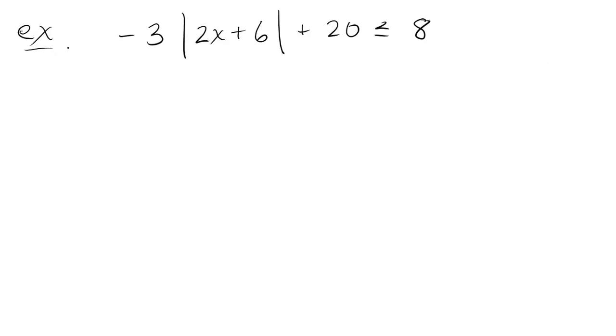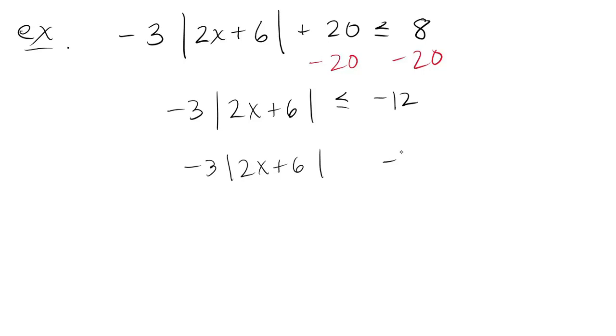This one says negative 3 times the absolute value of the binomial 2x plus 6, plus 20, is less than or equal to 8. Pause the video and see if you can get those absolute value bars isolated. Don't forget to account for this negative number out front. Okay, so I would subtract 20 from both sides, leaving negative 3 times the absolute value of 2x plus 6 is less than or equal to negative 12. And now I'm going to divide everything by negative 3. And I like to do this as a separate step. So I'm going to divide by negative 3 here, and I'm going to divide by negative 3 here, and then write greater than or equal to.